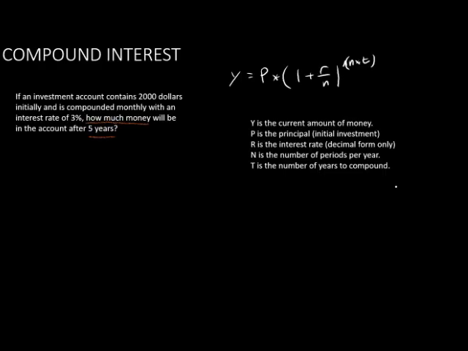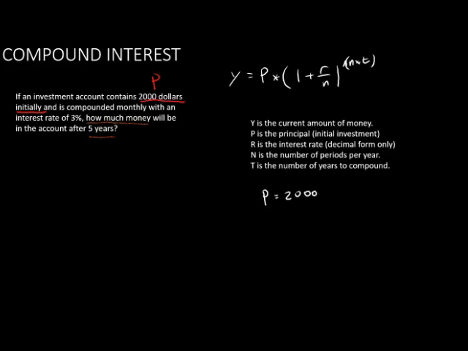Now that we know what each of the letters mean, let's check the problem statement and see which letters we know. The first piece of information says that the investment account contains $2,000 initially. Since this is an initial investment, we'll call this P, and we'll say P is equal to 2,000 down here at the bottom of the screen.